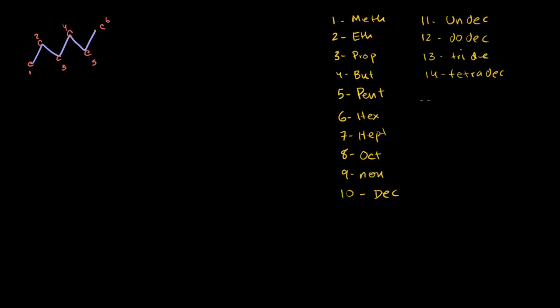And then after that, it becomes very systematic. 15 is pentadec. Notice pent, 5 and 10. 16 is hexadec. 17 is heptadec. So it just goes on and on and on. It's hexadec, heptadec, octadec is 18, 19 is nonadec, and then 20 is actually iso. But we won't even go into that. This will probably serve our purposes.